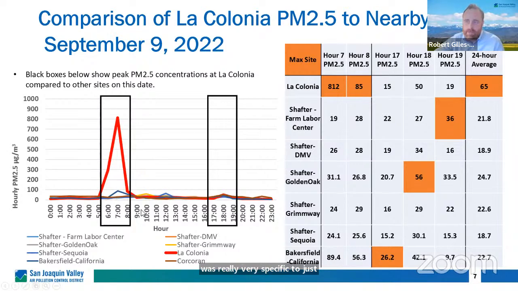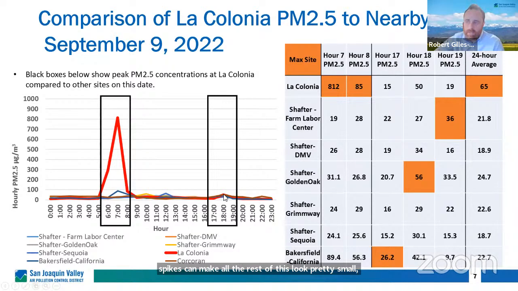And these black boxes are highlighting those same elevated concentration periods that I showed on the previous slide. And so visually, these very high spikes can make all the rest of this look pretty small. But we can see here there was an increase at that 1800 hour.